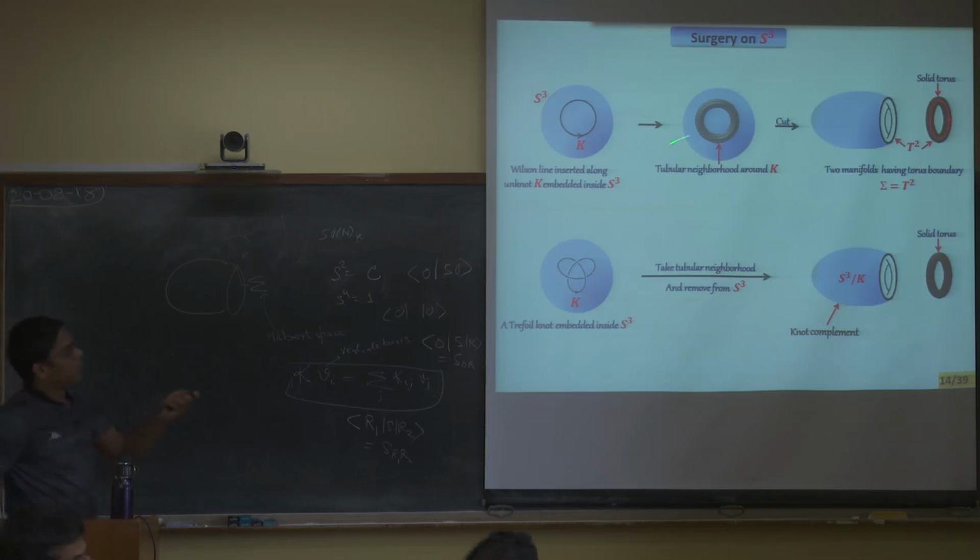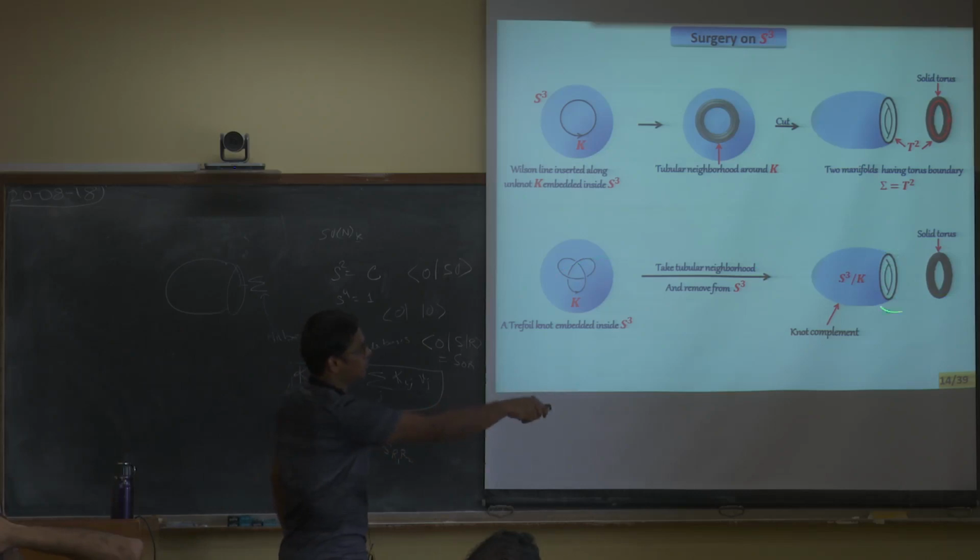So we take a tubular neighborhood, and when we cut it out, we get two manifolds with the same torus boundaries. You can put some complicated knot here and do the surgery like this. One part is the solid torus, which corresponds to the removal of this knot, and the remaining part is called the knot complement. This is a three-dimensional manifold with torus boundary.